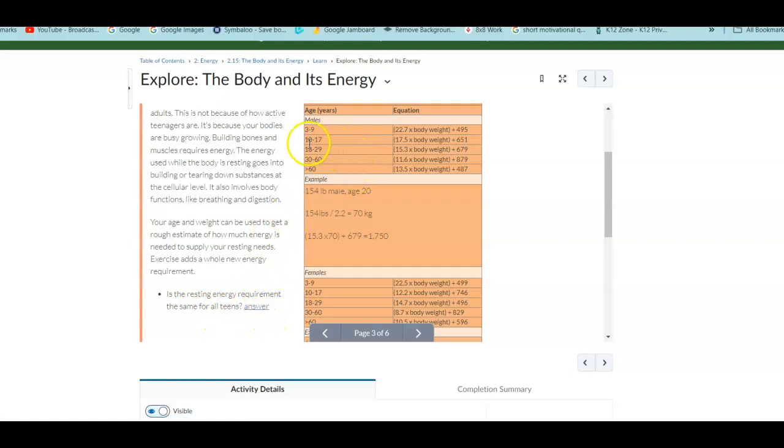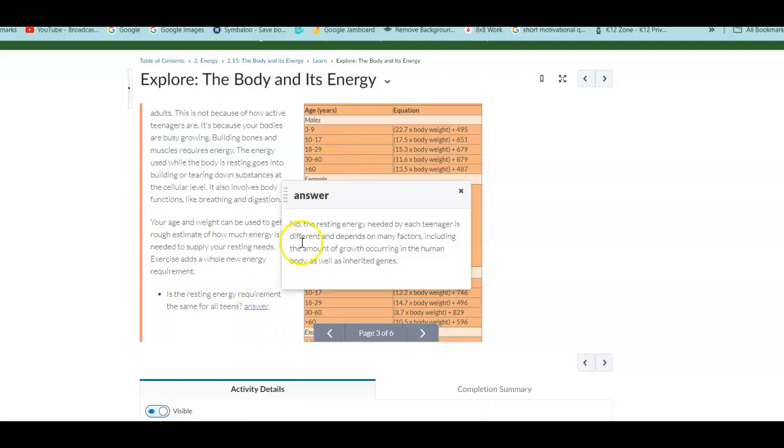You can look from ages 10 to 17, you take 17.5 times your body weight and then add 651. So for example, if you had a 154-pound male, age 20, you would use this formula. And the resting calories burned would be 1,750. So you can see that changing your body weight is going to change that number. So no, the resting energy needed by each teenager is different and depends on many factors, including the amount of growth occurring in the human body, as well as some inherited genes.